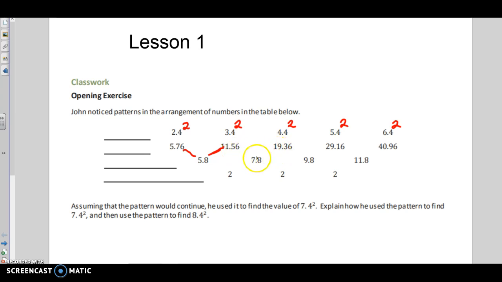19.36 minus 11.56 is 7.8. 29.16 minus 19.36 is 9.8. That pattern holds up. That's awesome.